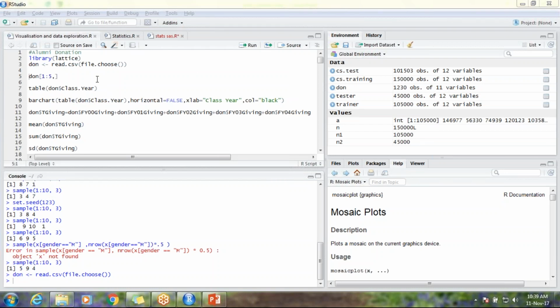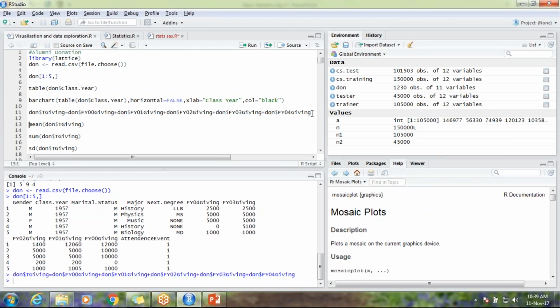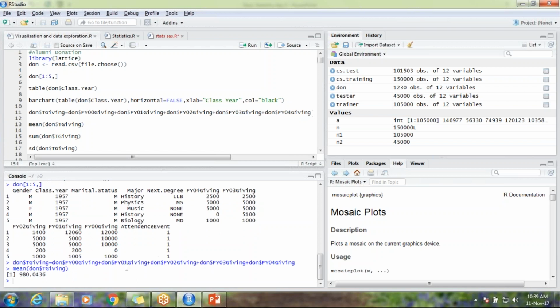So here is my data set on donation. For donation here I have all the years, from 2000 to 2004, so 5 years of data. Let me sum up all the donation that has been provided and understand. So the total donation that has been provided so far is this 980.